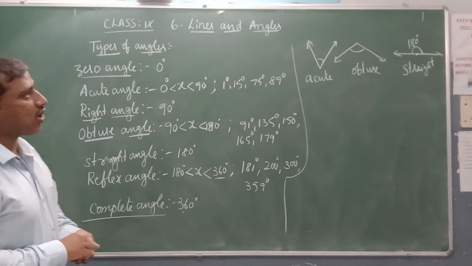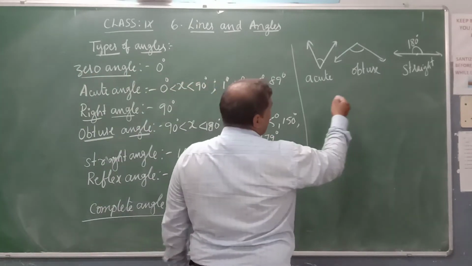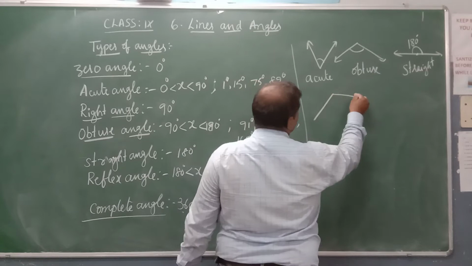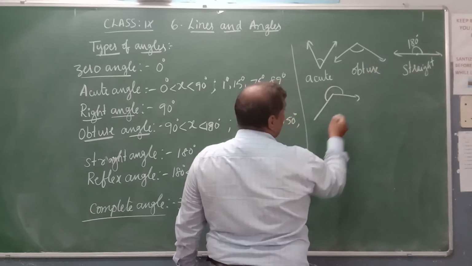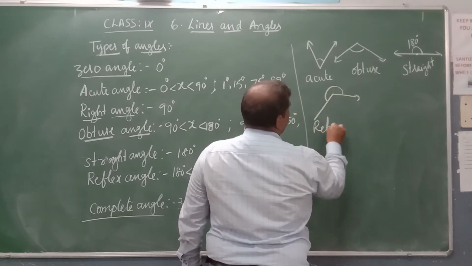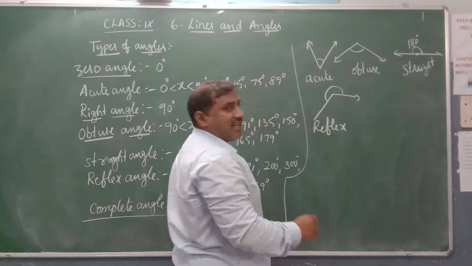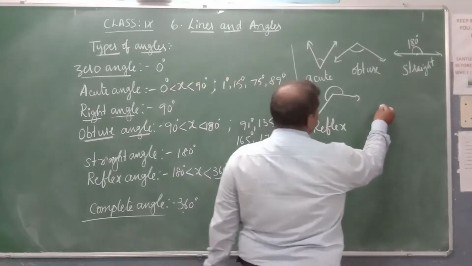It is a straight angle. Now, what is this angle known as? It is more than 180 degrees. It is a reflex angle. Reflex angle.